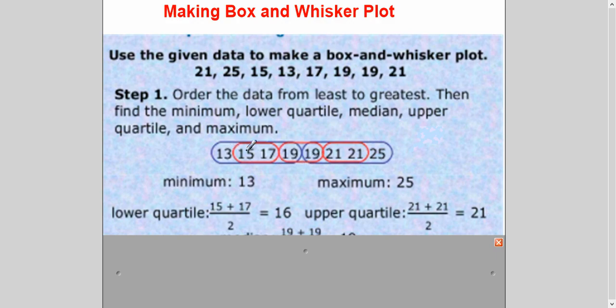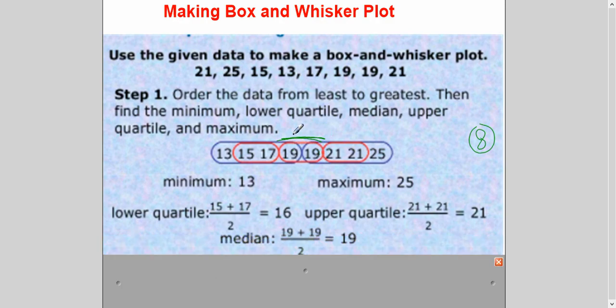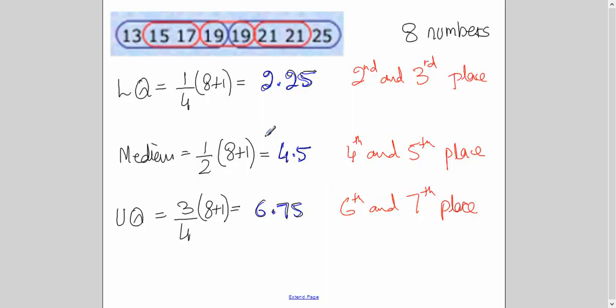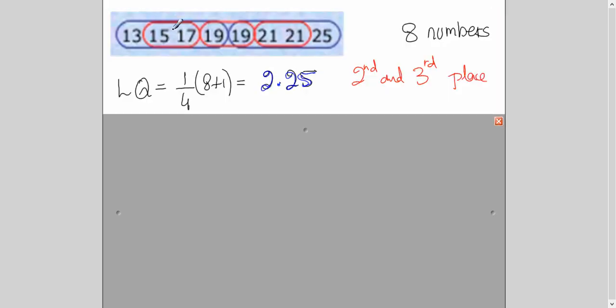Total data are 1, 2, 3, 4, 5, 6, 7, 8, right? So half of 8 is 4th and 5th place. So median will be 19 plus 19 divided by 2, which is 19. And if you see from here, the center of these four data is 15 and 17. So 15 plus 17 divided by 2 is 16. In this case, it is easy. But still, I have shown you here on this page how to apply formula to calculate it, right? Because every time it is not easy to write down the whole data in the ascending order and then pick up or calculate like this.